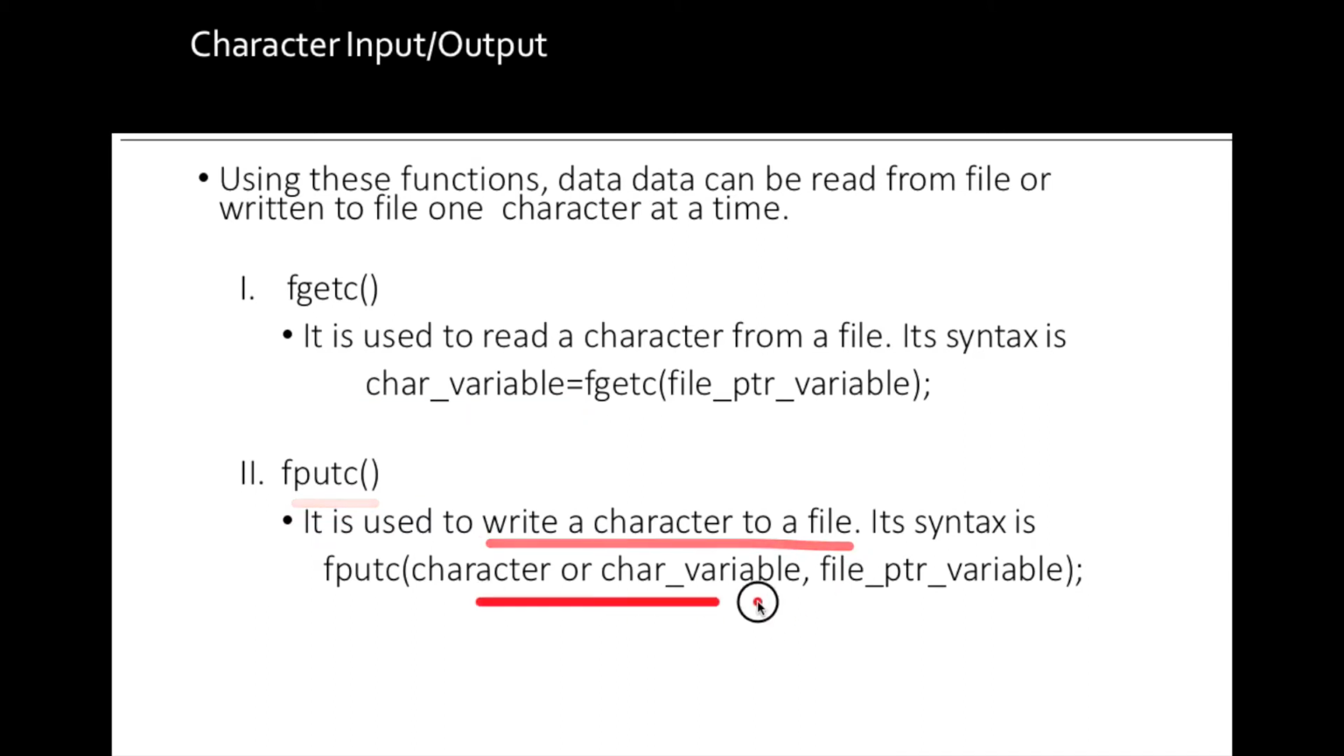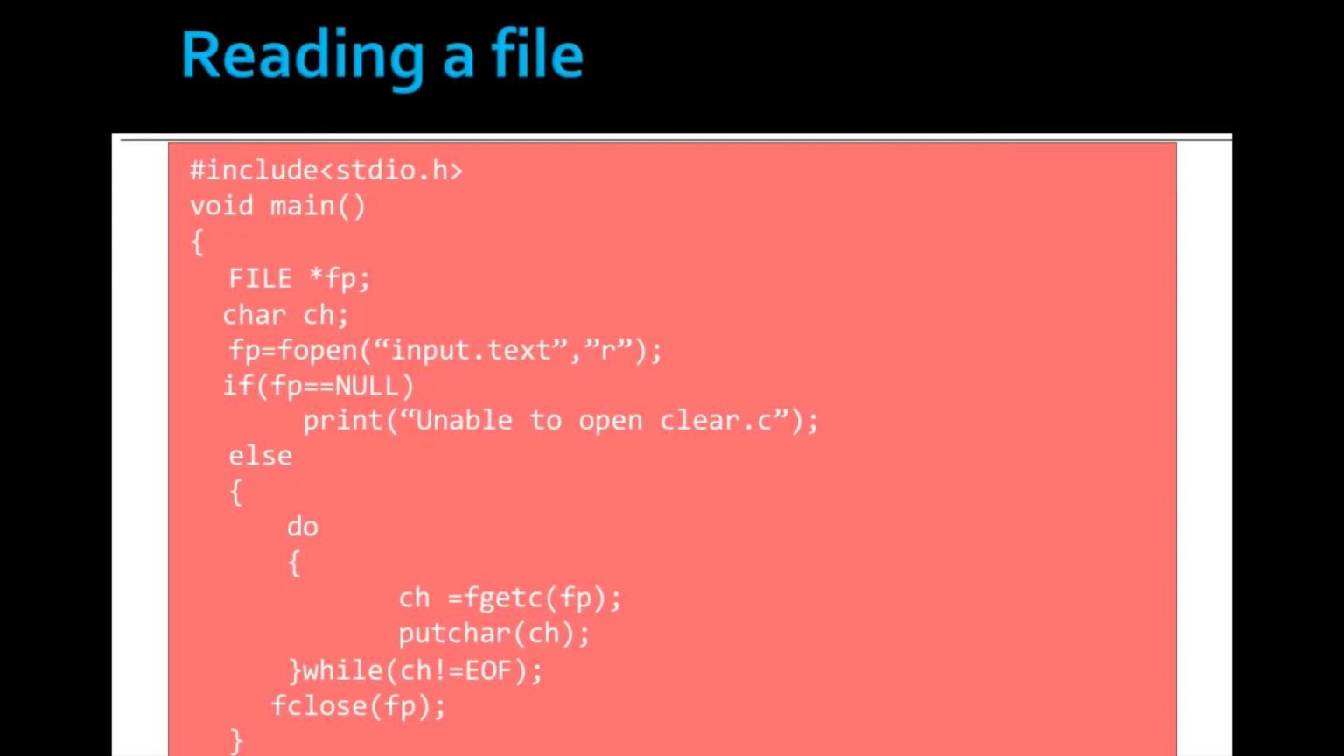In the same way, the fputc function writes a character into a file. It takes two arguments. First is the character variable and second is the file pointer. So this character variable will be written into the file. You have to write the name of the variable which contains your character, and that will be written into the file pointed to by this file pointer.